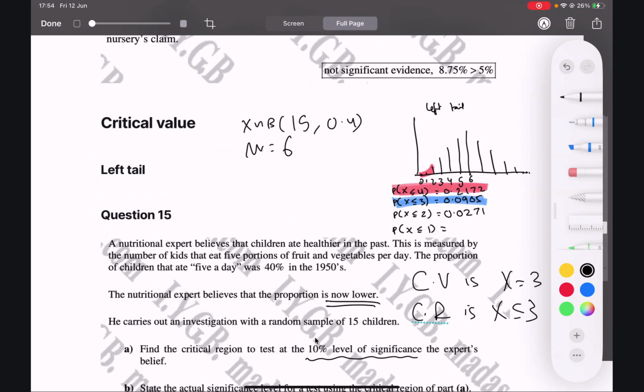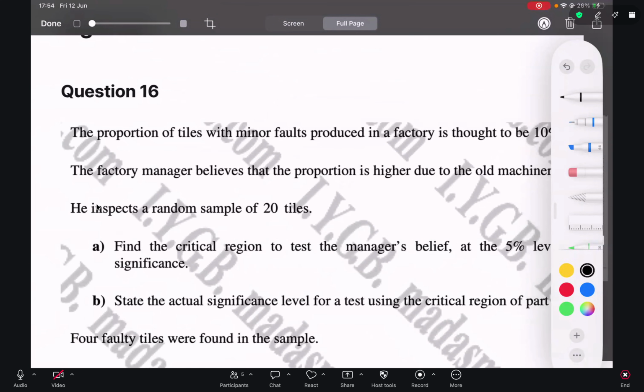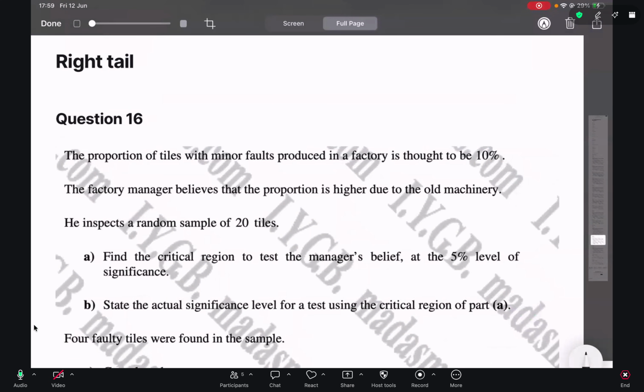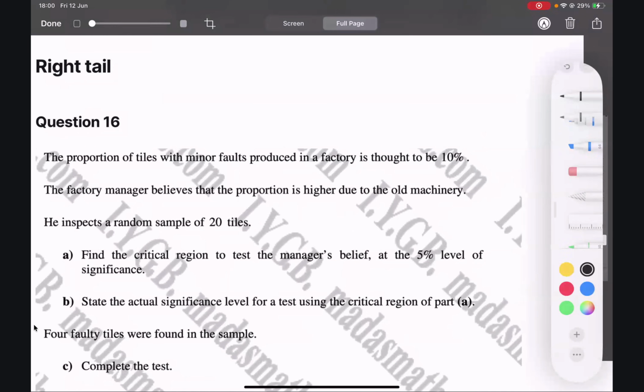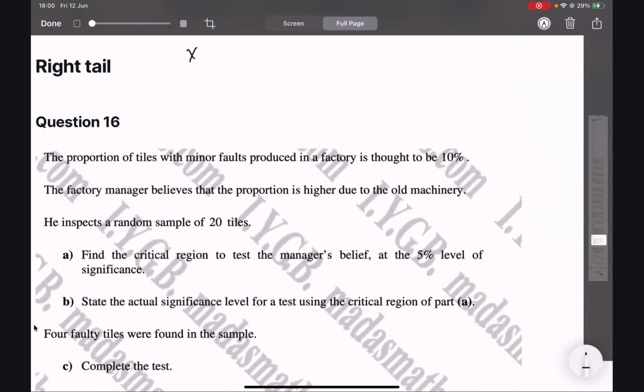It's the same as your normal questions that we did. The only difference is we're pretty much making up a test statistic, or we're checking for every test statistic one by one. This one's on the right tail. Can you guys try it before I go through it? So this is a right tail critical region test, but basically, you got your X binomial, N is 20 and P is 0.1.